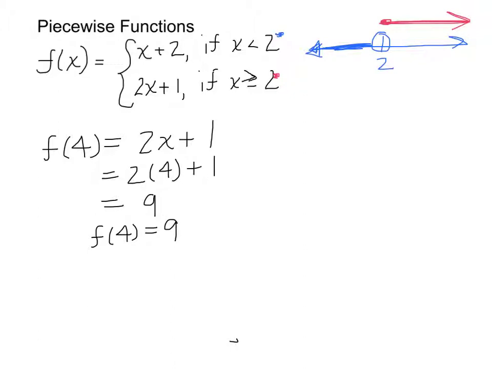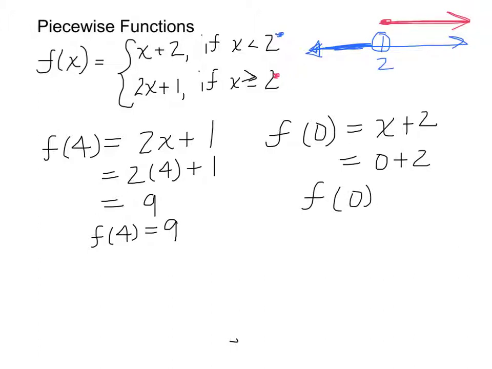Okay, and then what if I gave you f of 0? So then you would have to figure out, does 0 belong in my blue domain or my pink domain? Well, 0 is smaller than 2, so that means that we would use this function. And we would plug in 0 for x. So that means f of 0 would equal 2. So that's just evaluating the function. Now I'm going to give you a function and I want you to try it.